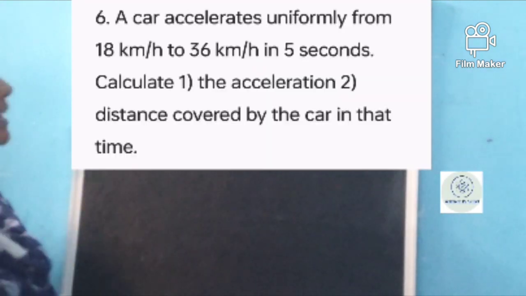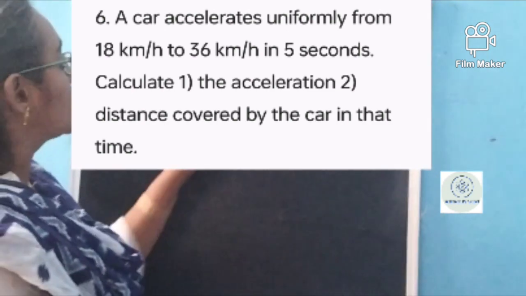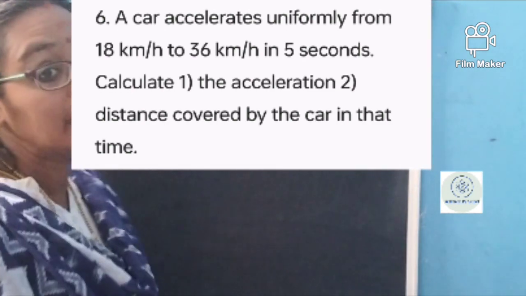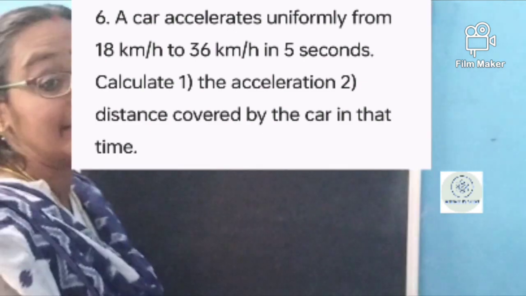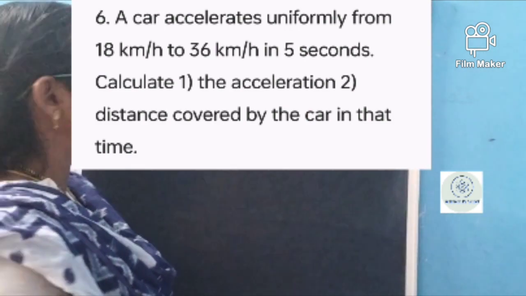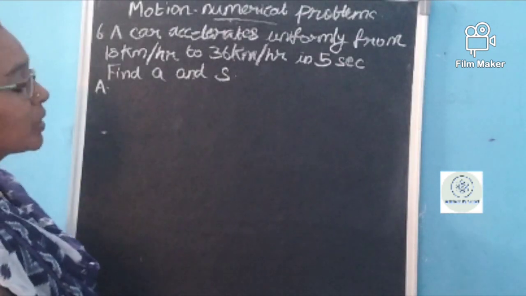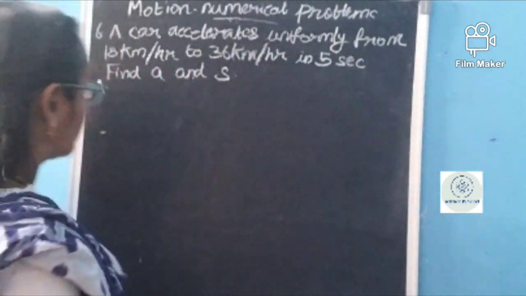A car accelerates uniformly from 18 km per hour to 36 km per hour in 5 seconds. Find out the acceleration and the distance covered in that time. Okay, this is the question. So what all things has been given, we have to write.